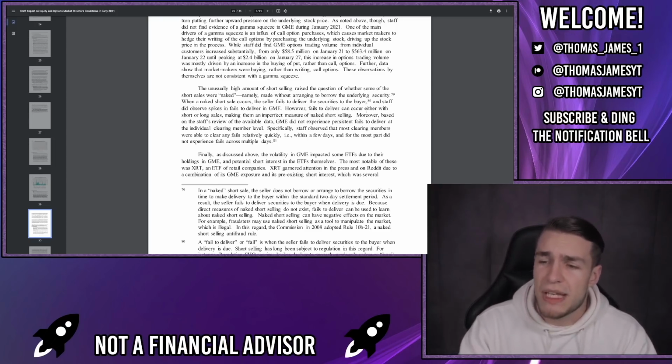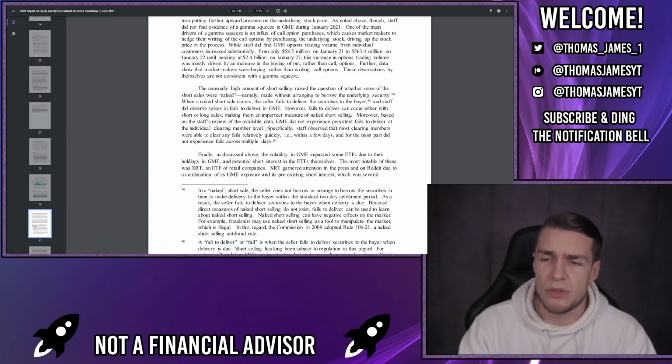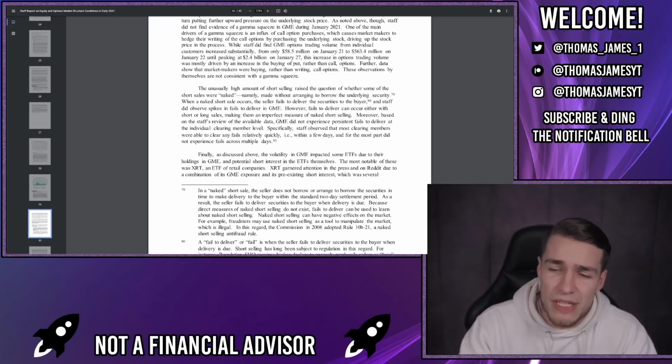However, fails to deliver can occur either with short or long sales, making them an imperfect measure of naked short selling. Moreover, based on the staff's review of the available data, GameStop did not experience persistent fails to deliver at the individual clearing member level. Specifically, staff observed that most clearing members were able to clear any fails relatively quickly, as in within a few days, and for most part did not experience fails across multiple days.